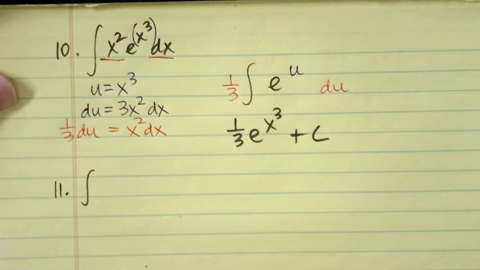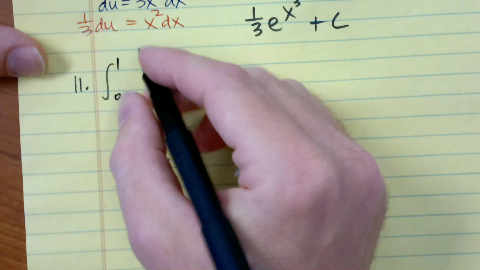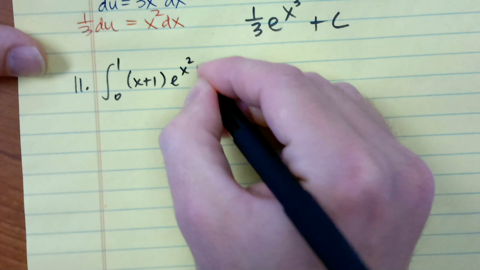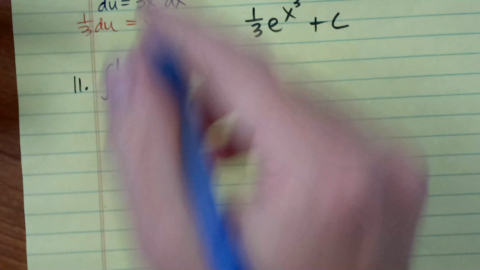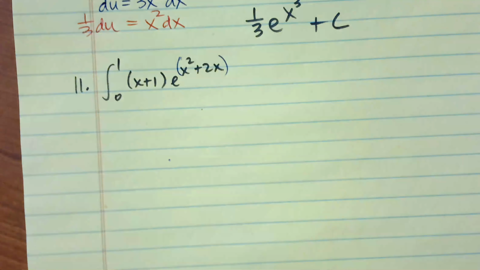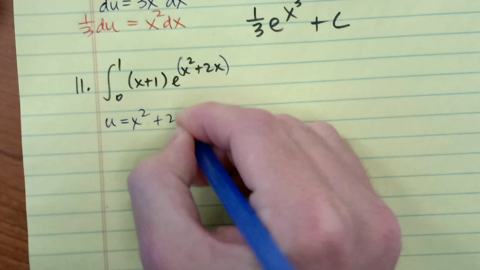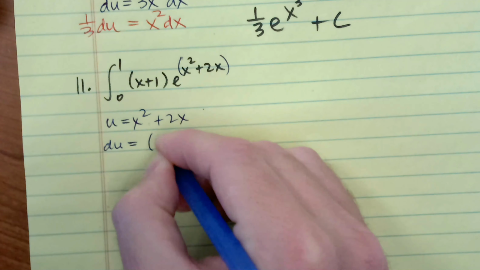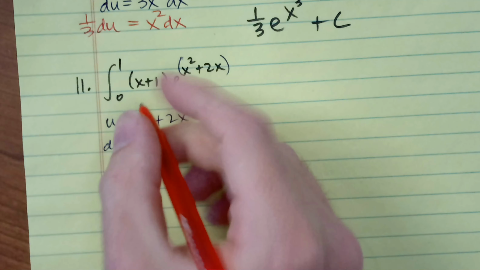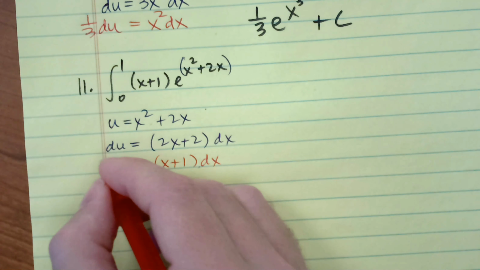So 11, the integral from 0 to 1 of x plus 1 times e to the x squared plus 2x. Again, I'm going to let u equal the inside of the composition of functions whose derivative, or something proportional to its derivative, is appearing on the outside of multiplication. So u equals x squared plus 2x. du is going to be 2x plus 2 dx. That's not what I've got. I just have x plus 1 dx. But I can get that, I can just divide that by 2.